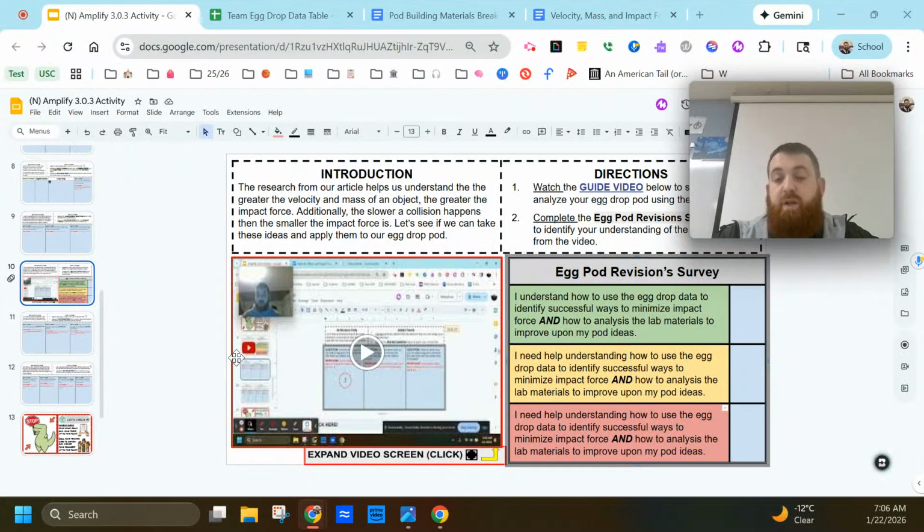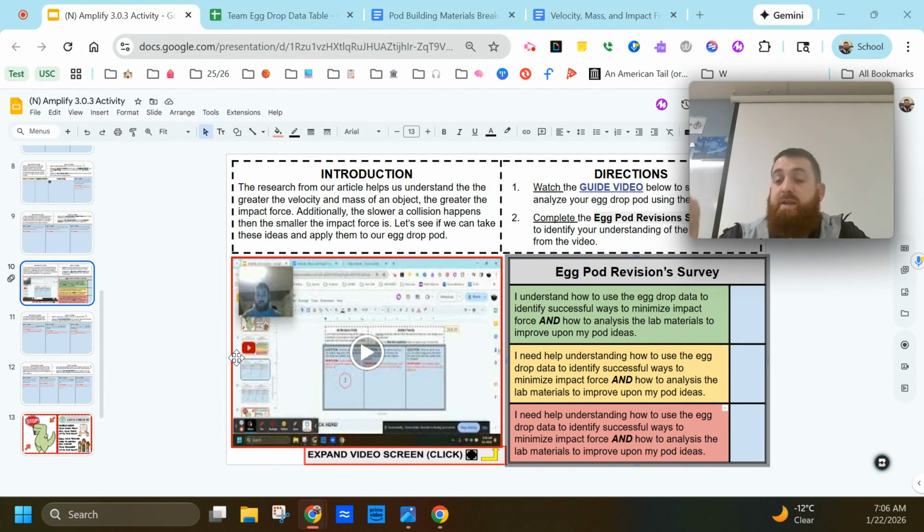Hey everybody, Mr. Regan here, and up to now you've done a lot to research this idea of iterative testing along with air resistance and how to best minimize impact force. And you've done a lot when it comes to doing different iterative tests with our egg drop pod, whether it is when you first built it, when you were introduced to the materials, or your second idea that you came up with when you had to adjust your pod based on the budget.